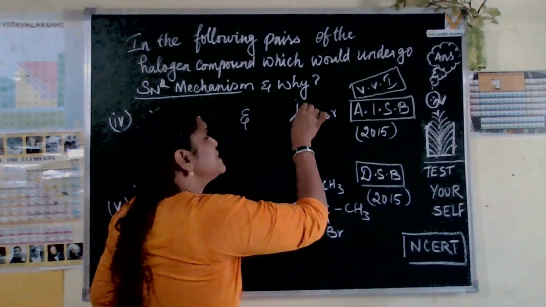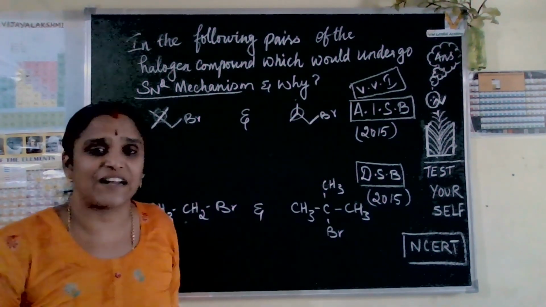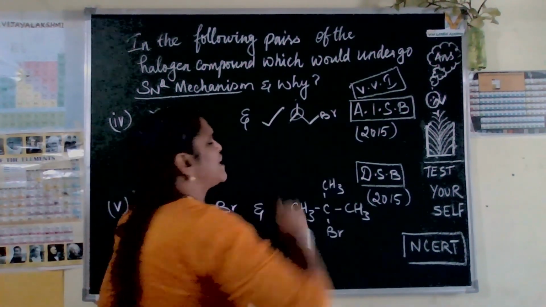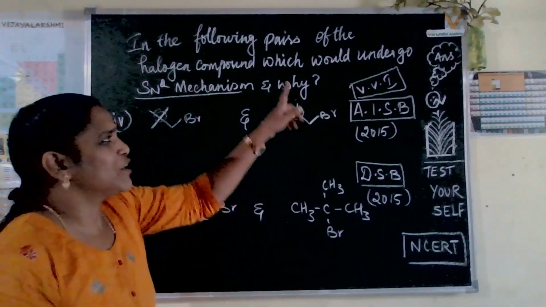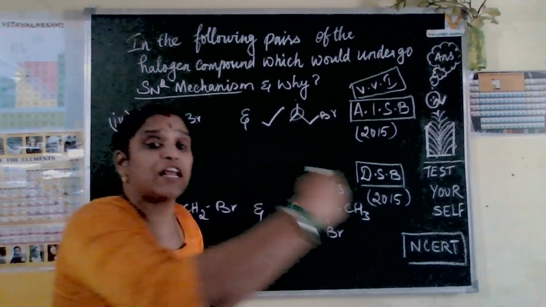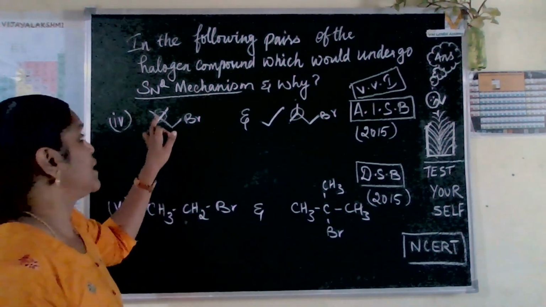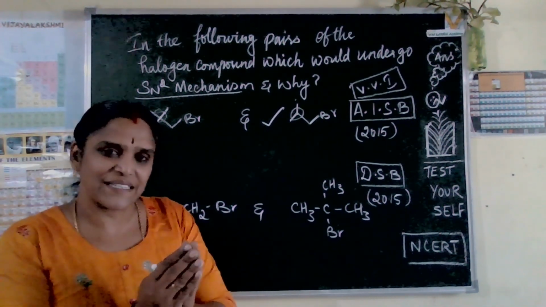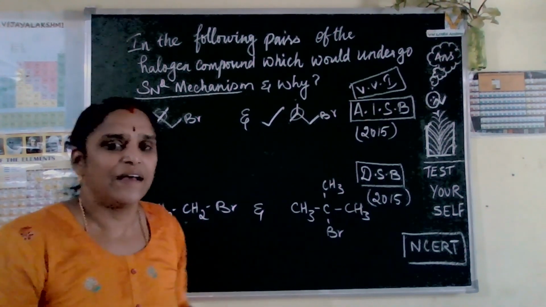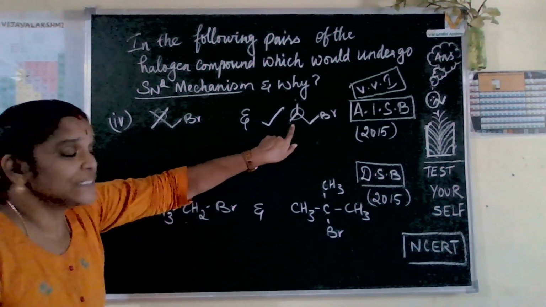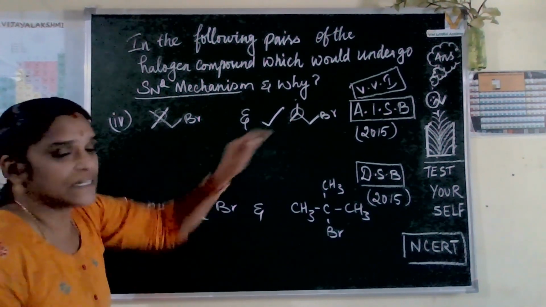But here there is lesser steric hindrance. So naturally here the transition will be easy for the SN2 mechanism, and it will be very fast. Here there are two methyl groups, but there three methyl groups. So please look at the question carefully as you are cracking it. Hope you're clear. This second answer is correct.